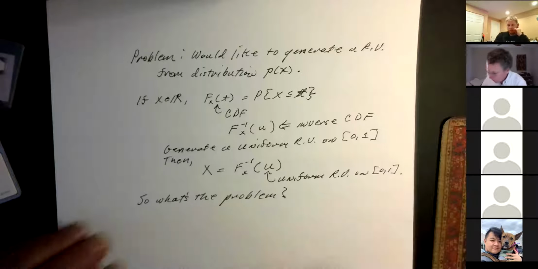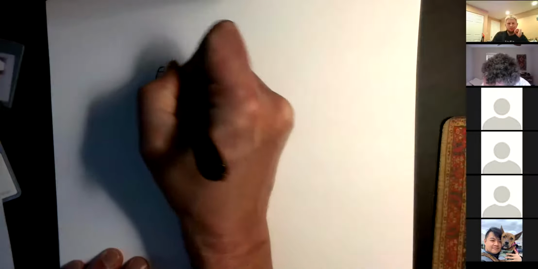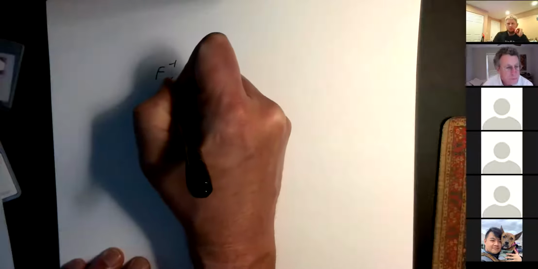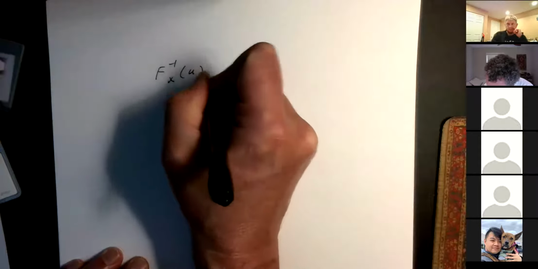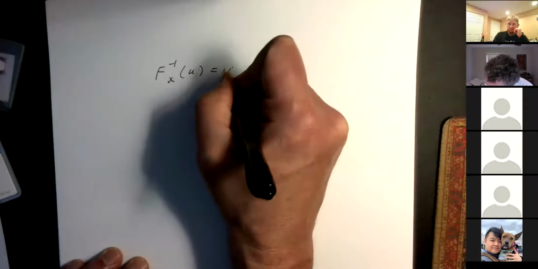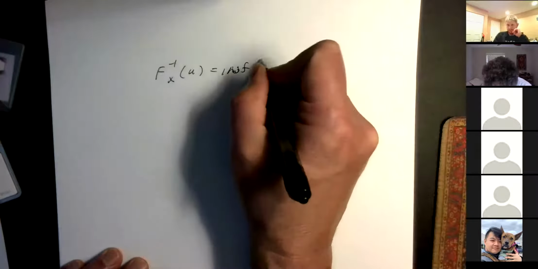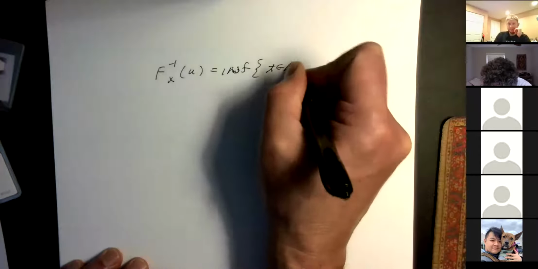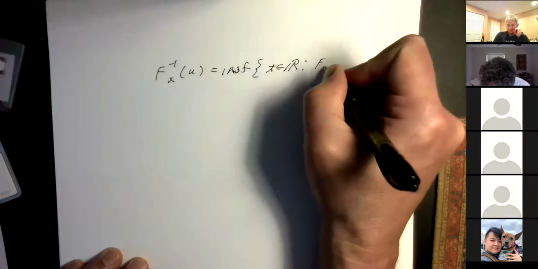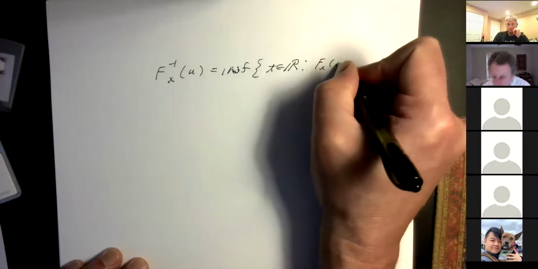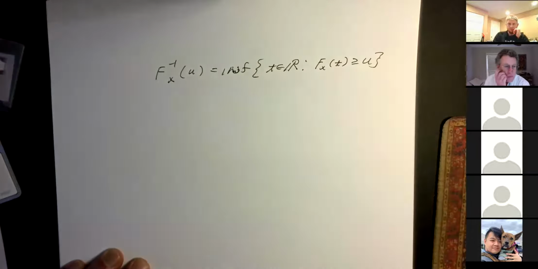Okay, so the solution is, in the general case, that F inverse of U is equal to the infimum over the set of t, a member of R, such that F_X of t is greater than or equal to U. So this has the desired properties.